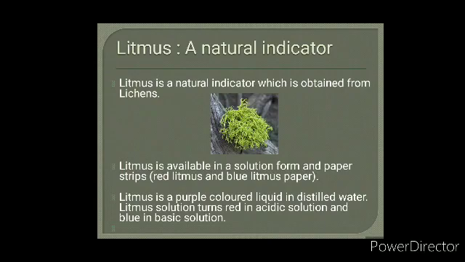The first one, litmus, which is a natural indicator. We will discuss this. The most commonly used natural indicator is litmus. It is extracted from lichens. As you have studied, lichen is a symbiotic relationship between fungus and algae. From this lichen, litmus is extracted. Litmus is available in solution form as well as paper strip.